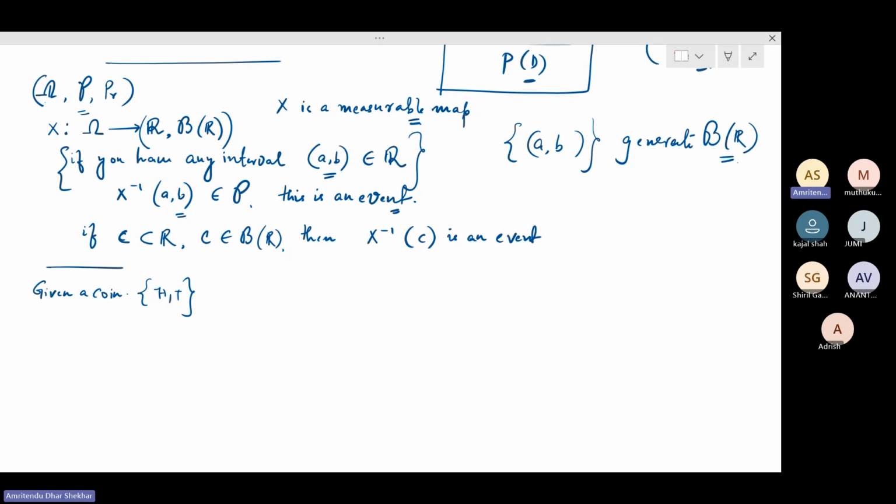But I used this as a definition because it's easier to explain with intervals than to say, if you give me any random looking set in B of R, then if I invert that, I'll get back an event. That's kind of harder to visualize. So that's the reason. Was it clear to you?